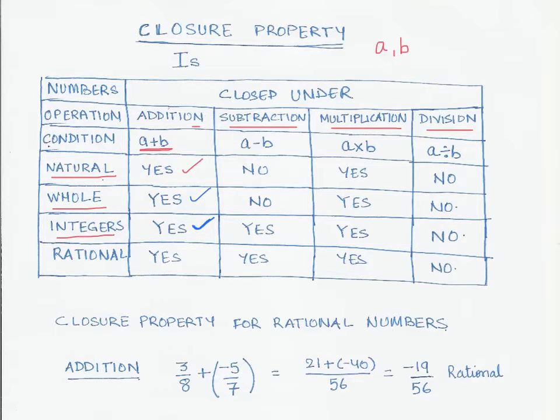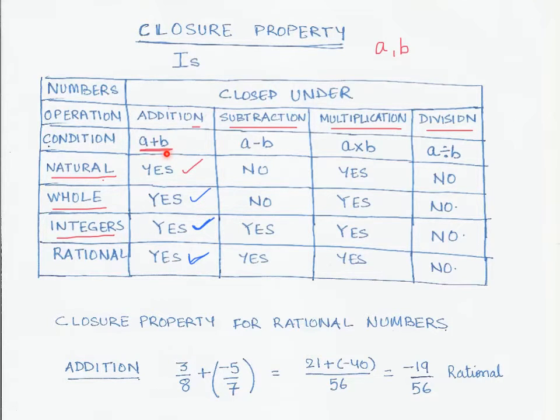Now for the rational numbers, and we are going to prove this, the same thing applies. If we add any two rational numbers, the result is always going to be a rational number. So the rational numbers are closed under addition. To conclude the closure property for addition, all the four types of numbers, natural, whole, integers, and rational, are closed under addition. You can see all of them are closed under addition.